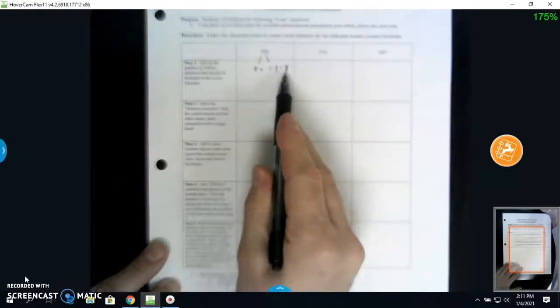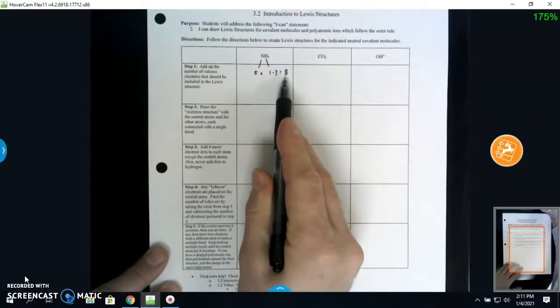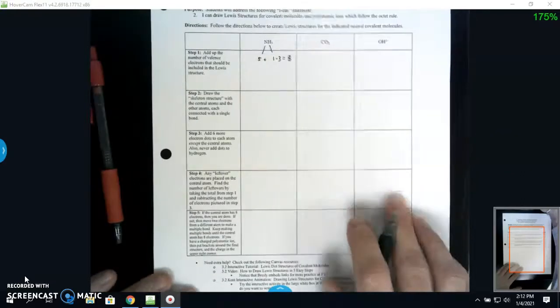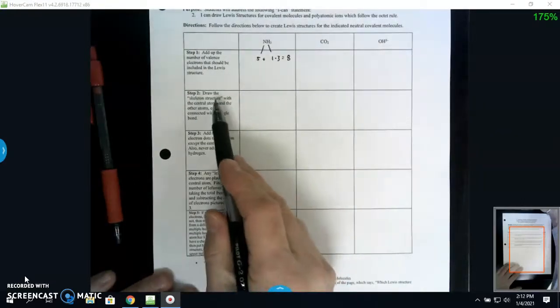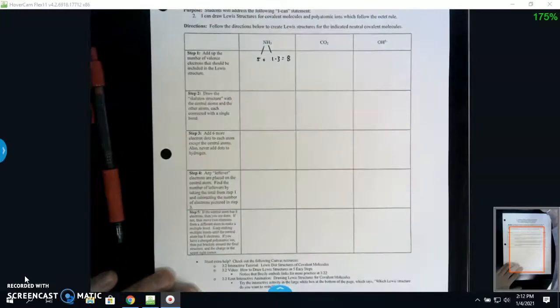The total number of valence electrons always has to be even for Lewis structures. The reason is because electrons always come in pairs. So because they come in pairs, you always have to have an even number of valence electrons. The next thing that we do is to draw a skeleton structure. For the skeleton structure, we need to figure out which atom is in the center, and then we need to surround it with each of the peripheral atoms connected with single bonds.